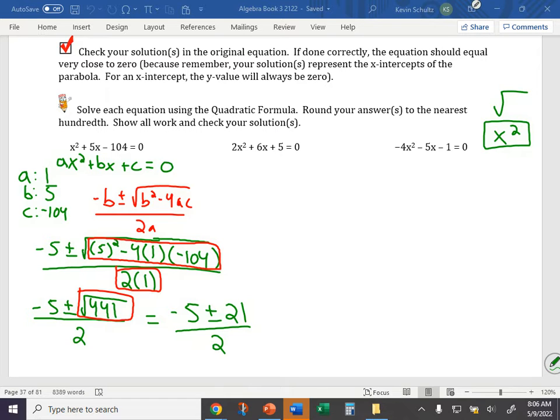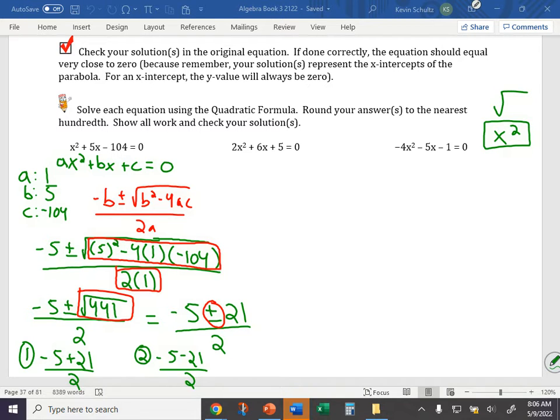Okay. Now's when we solve. Here's when we use that plus minus. And because we're looking for 2 answers, our first answer is going to be -5 plus 21 divided by 2. And that makes 8. And our second answer is going to be -5 minus 21 divided by 2.